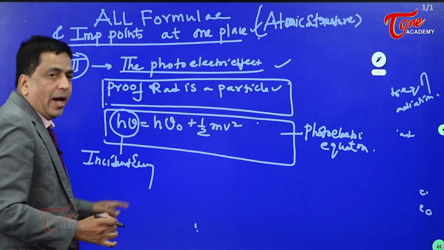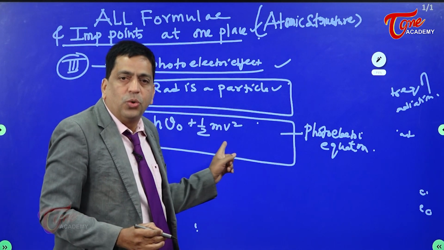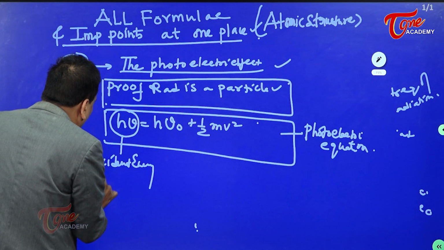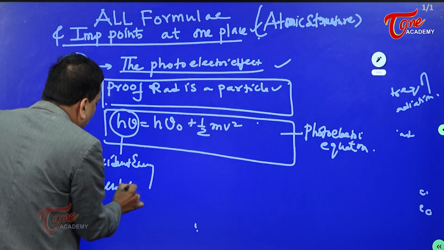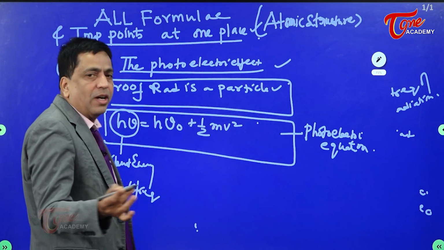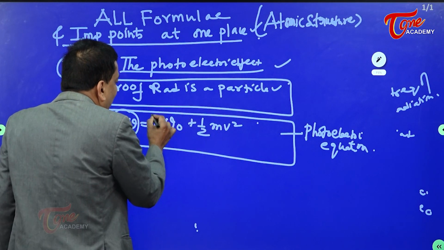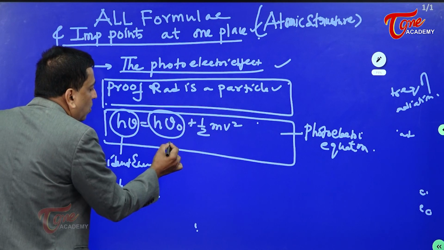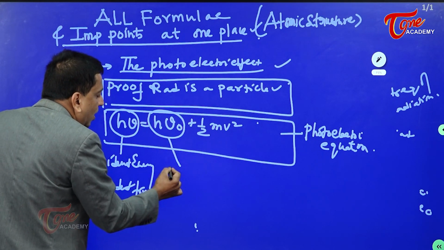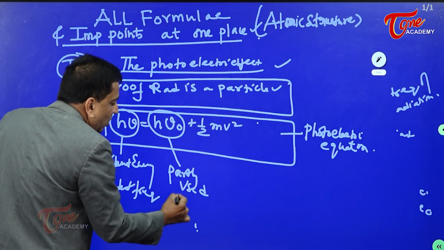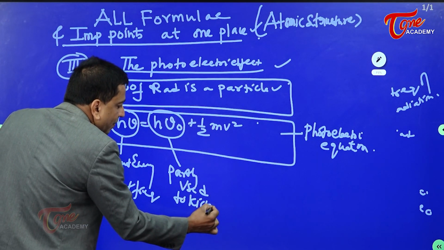Incident energy. And what is this new here? It is nothing but the incident frequency. You must understand it. It's incident frequency, right? And what about this? This h nu naught is the energy which is partly used to kick the electron out.